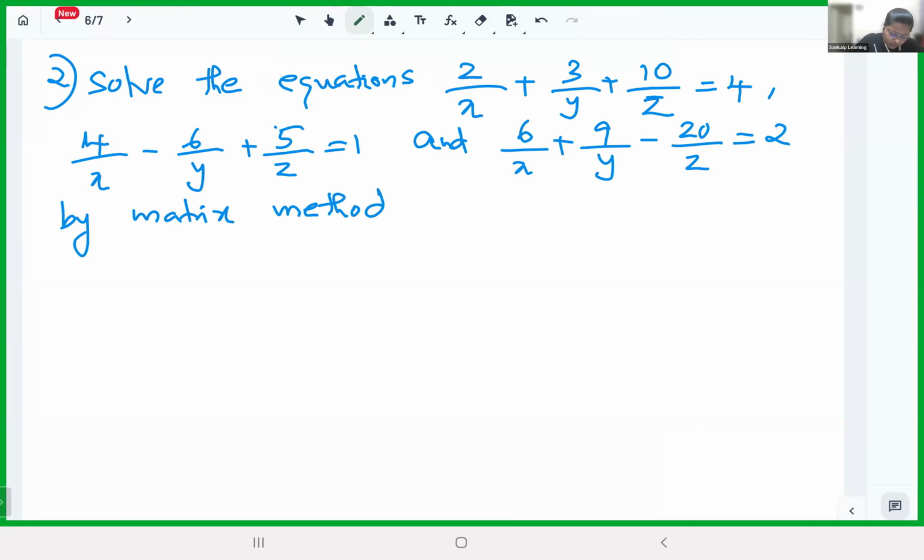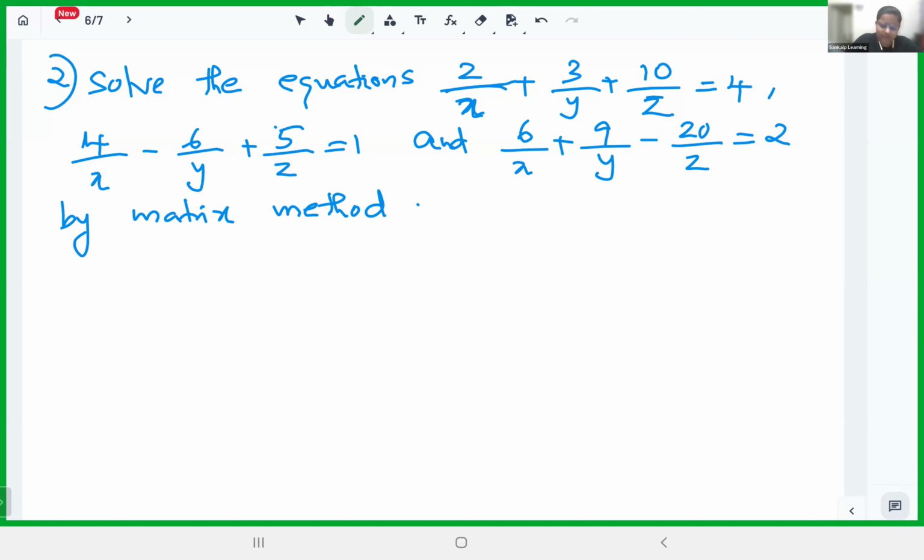Okay, so you have to solve these equations by matrix method. So what is the difference between the first and the second question? Here you have been given a system of equations, but that equation has a difference from the previous question. What is it? It is not 2 into x, it is 2 into 1 by x. All are in the fraction form. That is 2 by x, 3 by y, 10 by z. But we need the coefficients of x, y and z. So what we have to do? We have to change that into the familiar form, the form that is needed in order to solve by matrix method.